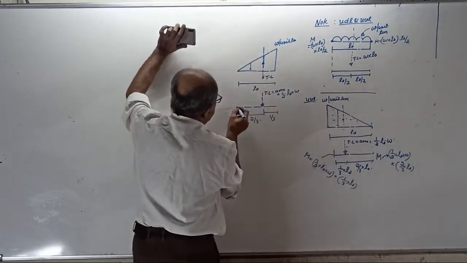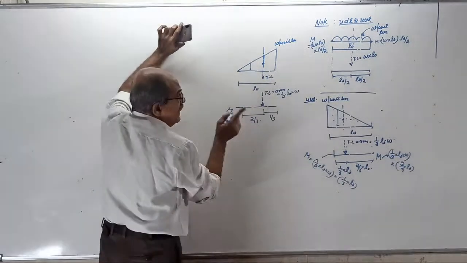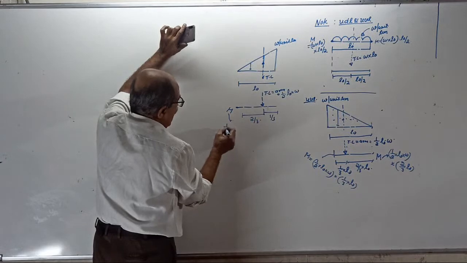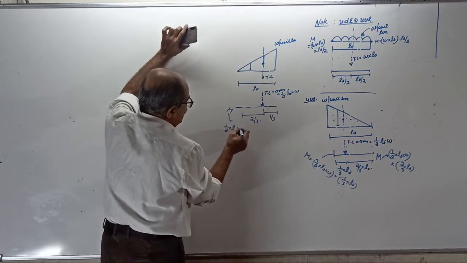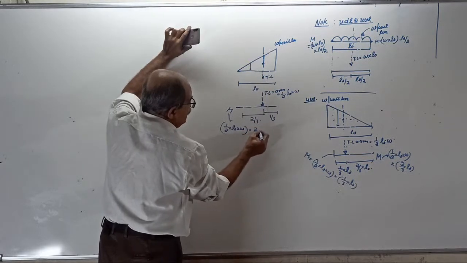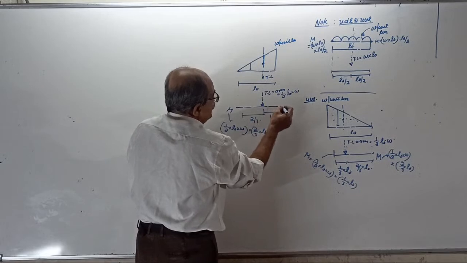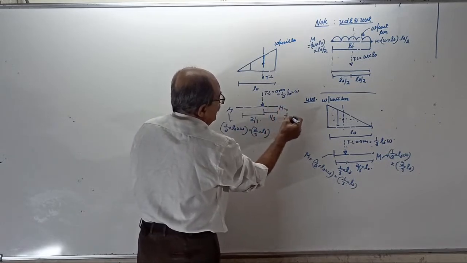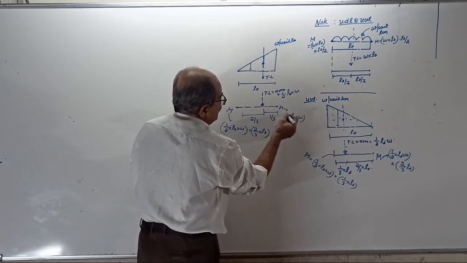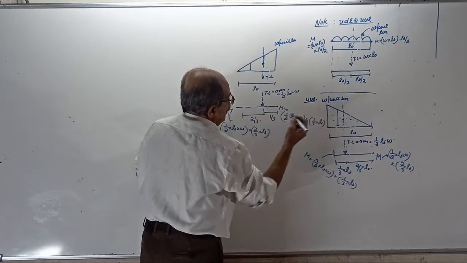Here, if I take moment about this point of the loading, not the bending moment area, then half into L0 into W, the total load, into 2 by 3 of L0 about this point. If I take moment about this point, it will be half into L0 into W, the total load, into 1 by 3 of L0.